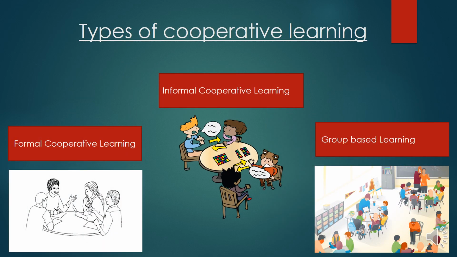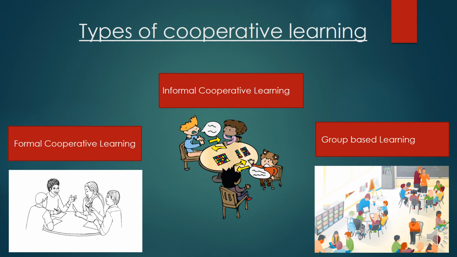Now comes the types of cooperative learning. There are basically three types, in which the first one is formal cooperative learning. In this cooperative learning, a group of students is formed and a fixed project is given to them for an extended period of time in which they have to complete the task in a given period of time.